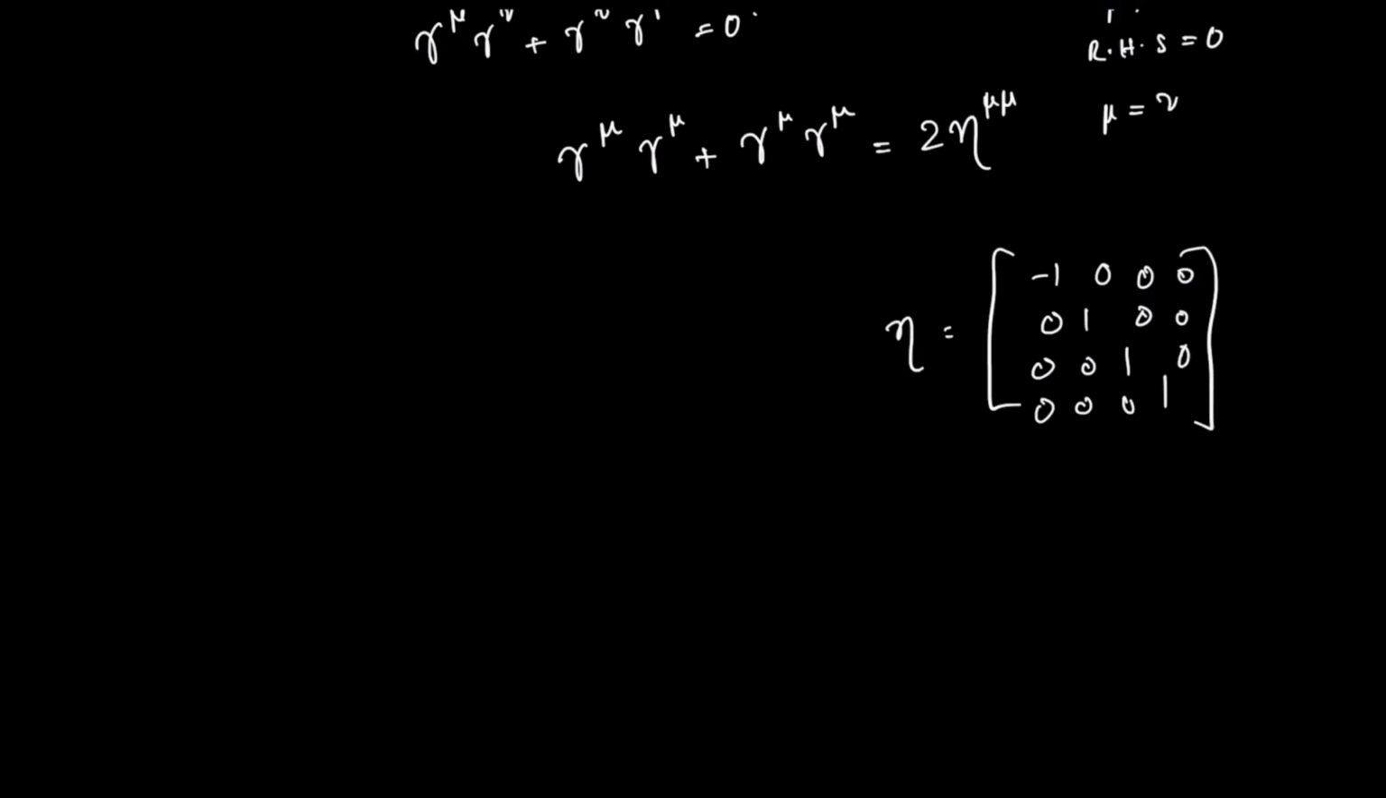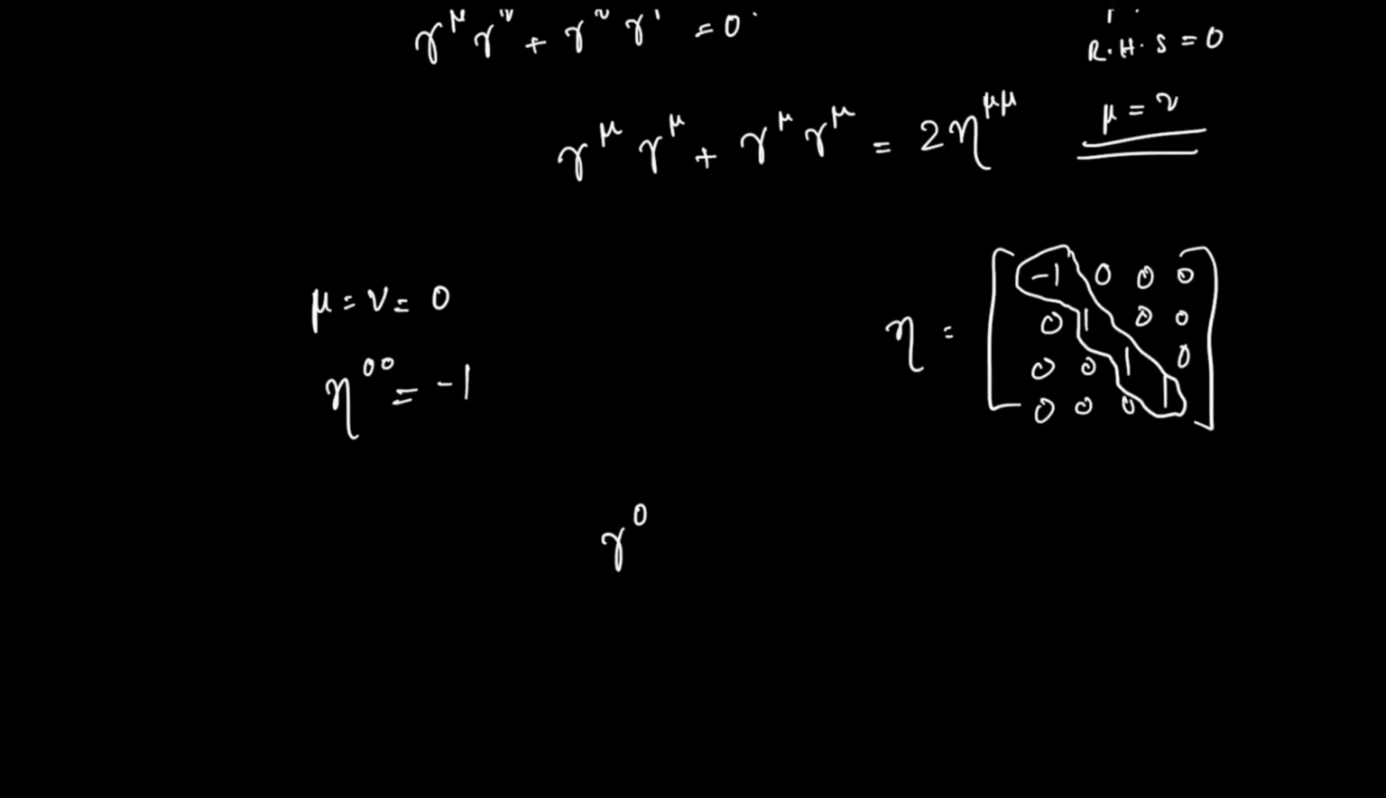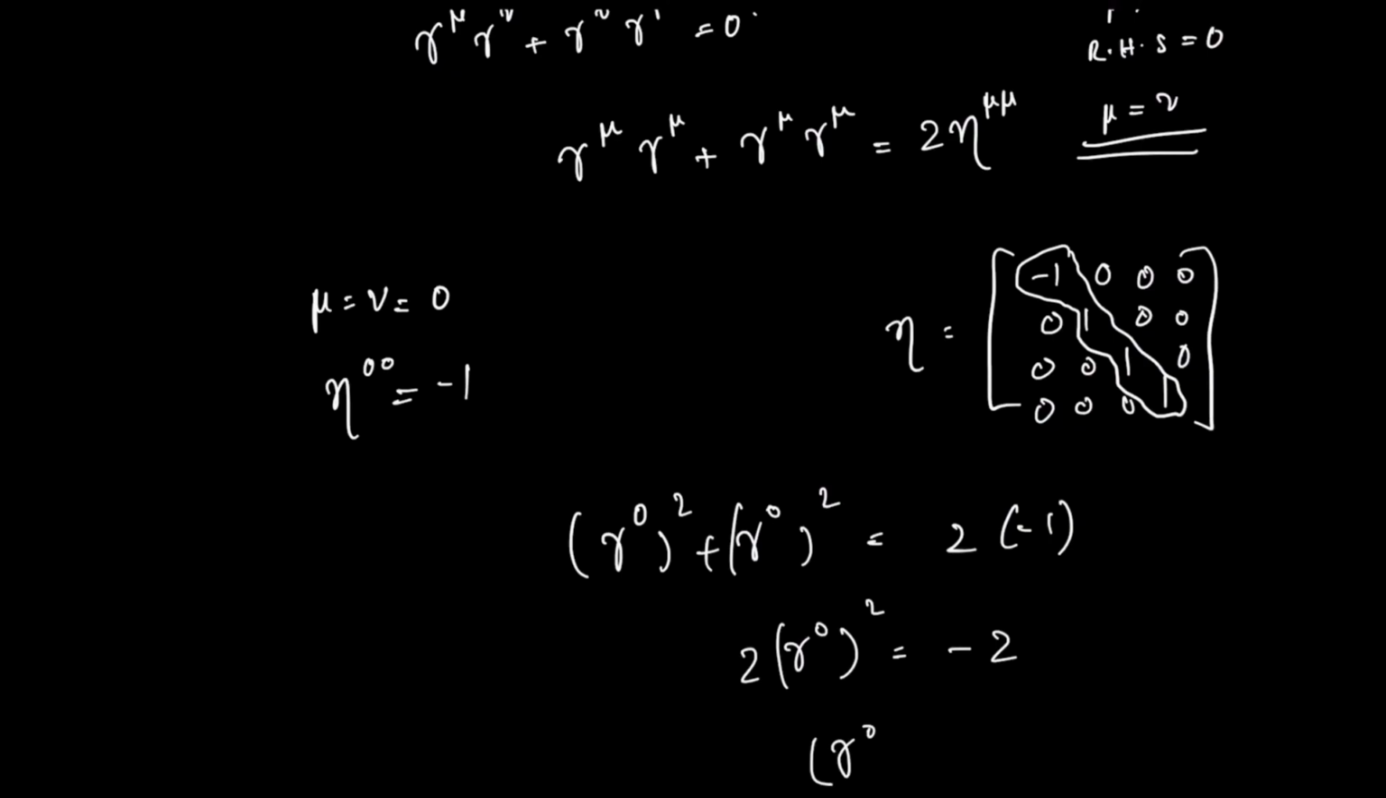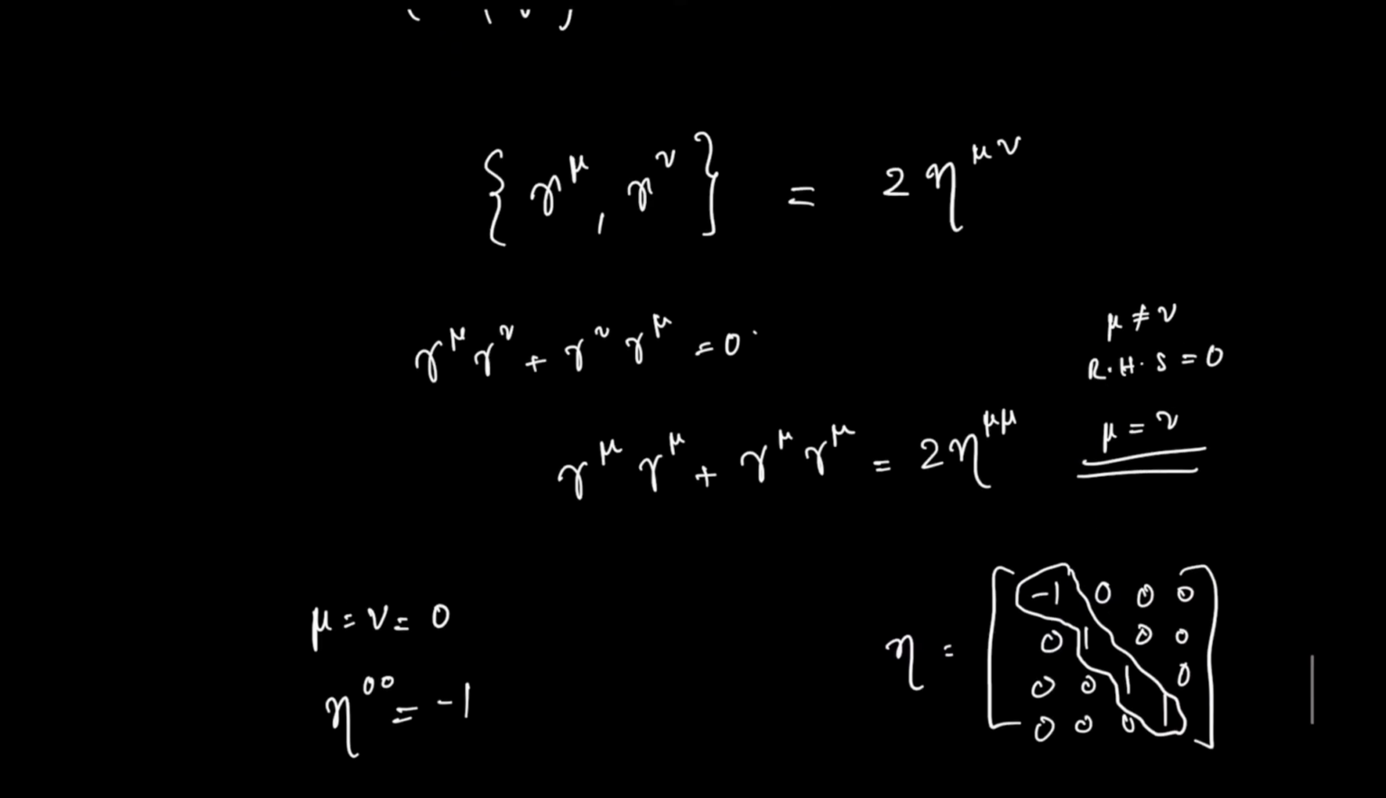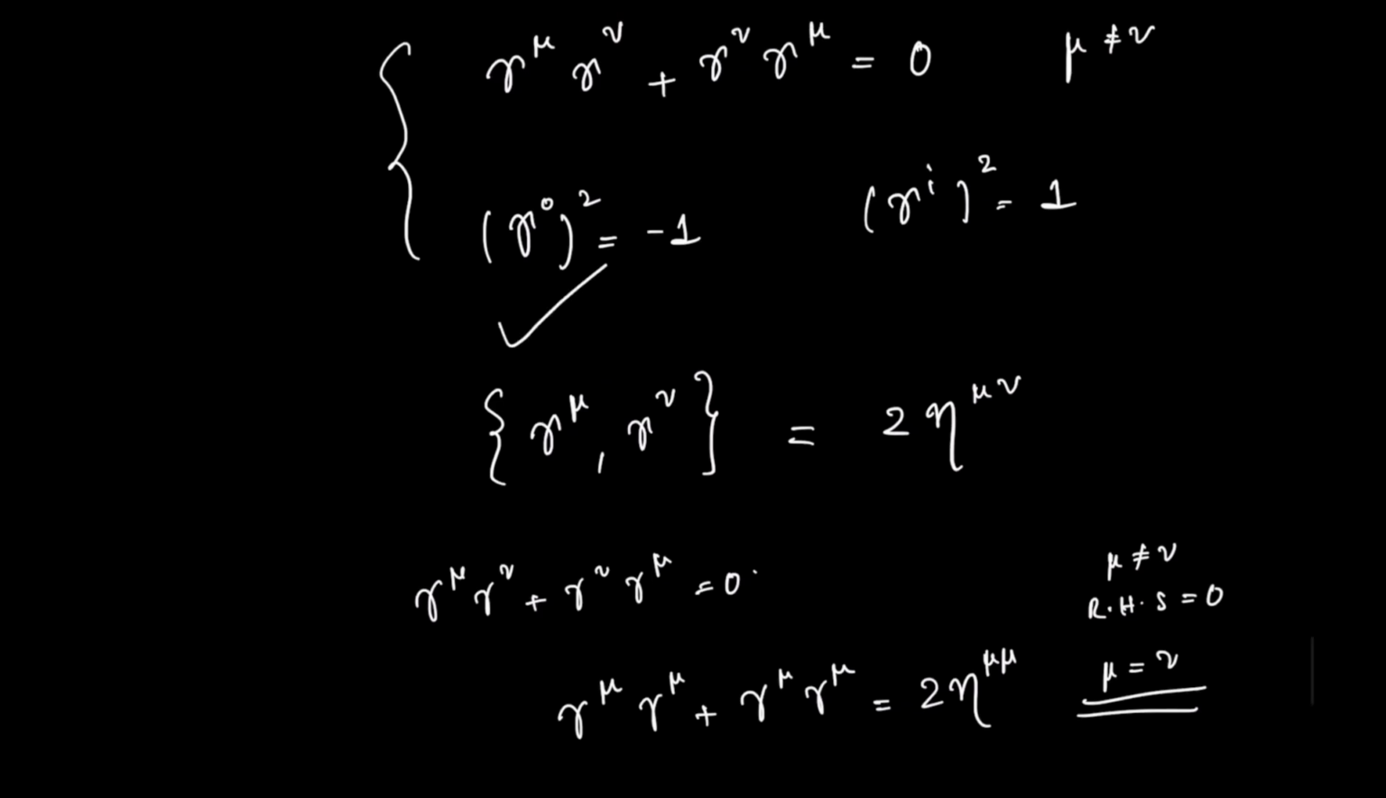This is eta. So when mu is equal to nu, then you will be having all the diagonal terms. So if mu equal to nu equal to 0, then I'll have eta 0 0 is equal to -1. Then gamma 0 square plus gamma 0 square is equal to 2 times -1, so 2 gamma 0 square is equal to -2. So gamma 0 square is equal to -1. So that was our second condition.